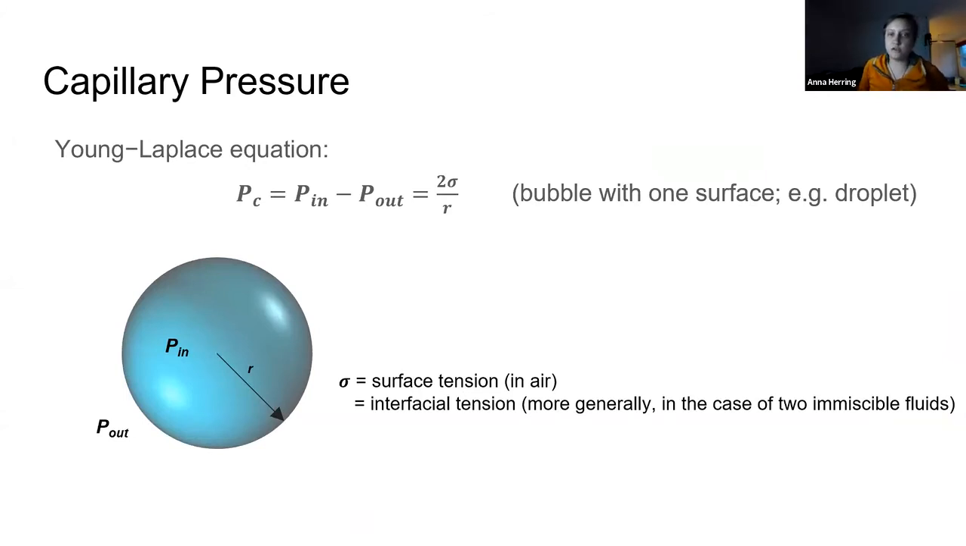Okay, so to talk about capillary trapping, it's necessary to understand capillary pressure. So I'm going to go through some basics here. The capillary pressure of a single bubble is equal to the pressure inside the bubble minus the pressure outside the bubble. And capillary pressure is proportional to the interfacial tension between these two fluids, and it's inversely proportional to the radius of the bubble.